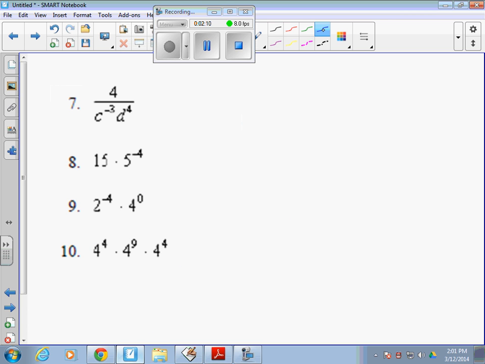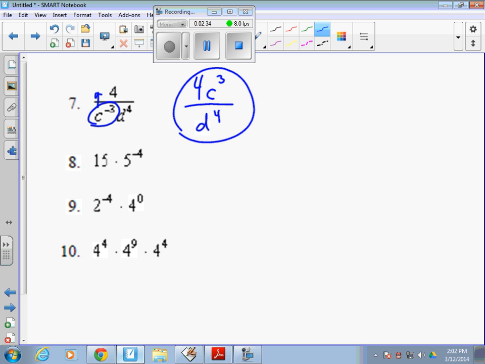Number 7 says 4 over c to the negative 3rd over d to the positive 4th. Again, the only thing being raised to a negative value is c to the negative 3rd. It goes up. You always put your coefficients first, so you have 4 first. C becomes to the positive 3rd when it goes up. D doesn't move because it's to a positive value. It stays just like that.